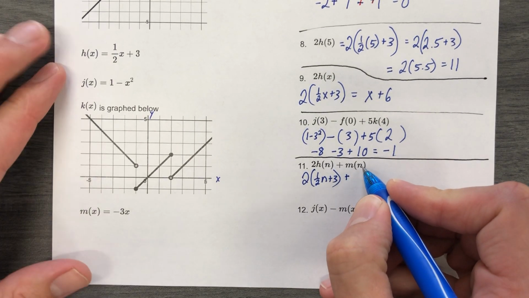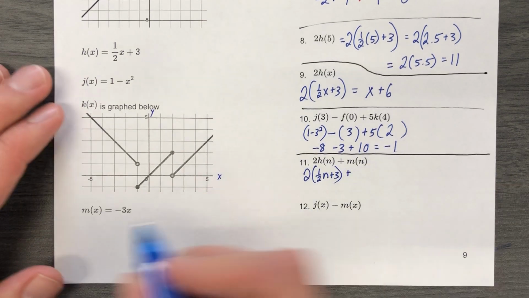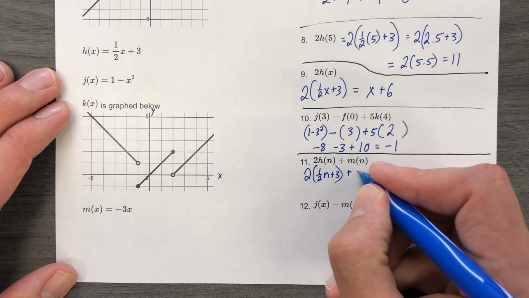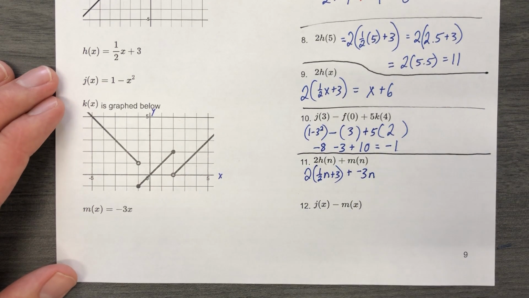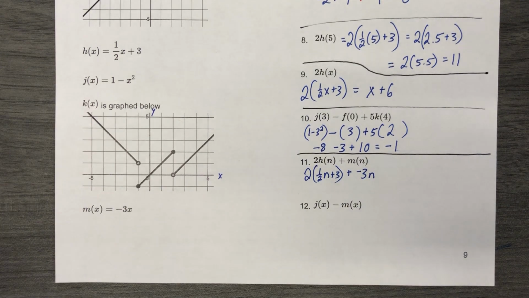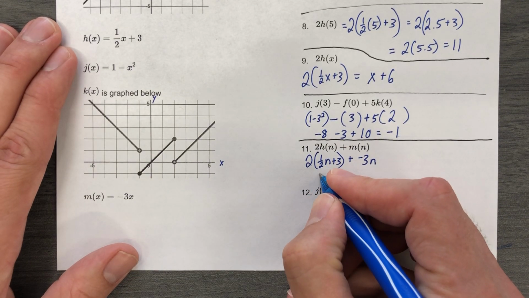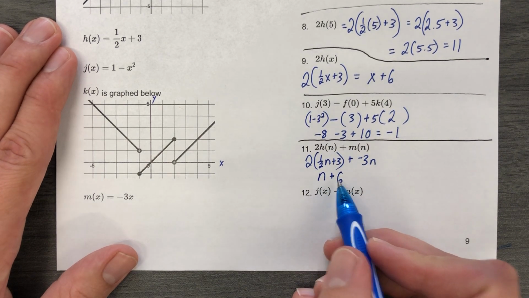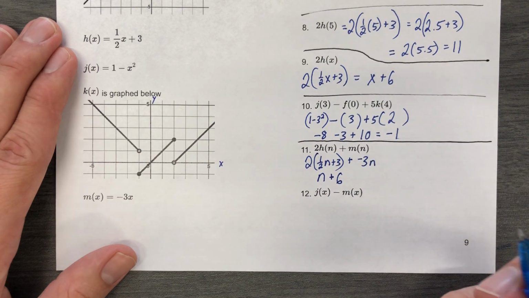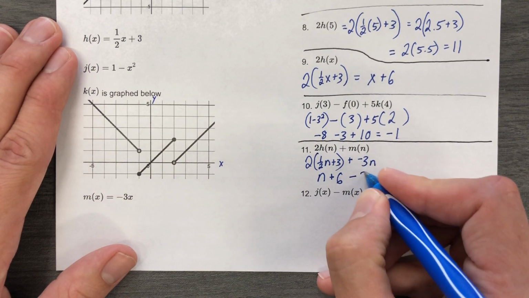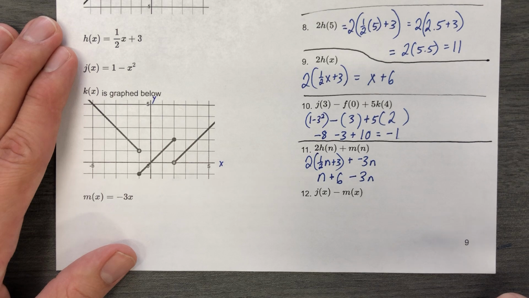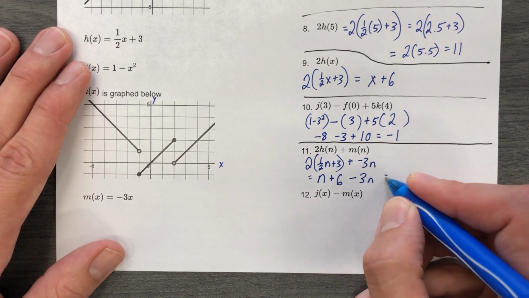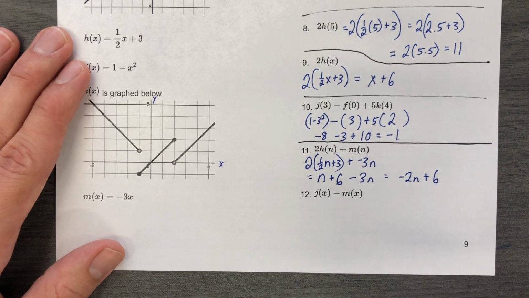m of n. Okay, well, m of n, that means I'm dealing with the m function, and I'm going to plug an n in the place of the input, so I have negative 3n instead. Okay, and I know I have a plus and negative there. We'll deal with it. Okay, 2 times a half is 1n. 2 times 3 is 6. Notice that this is really like that. It's the same idea. Okay, and then minus 3n, there we go, plus a negative is subtraction. We have some like terms here. We have an n and a negative 3n. That's going to give me negative 2n plus 6.